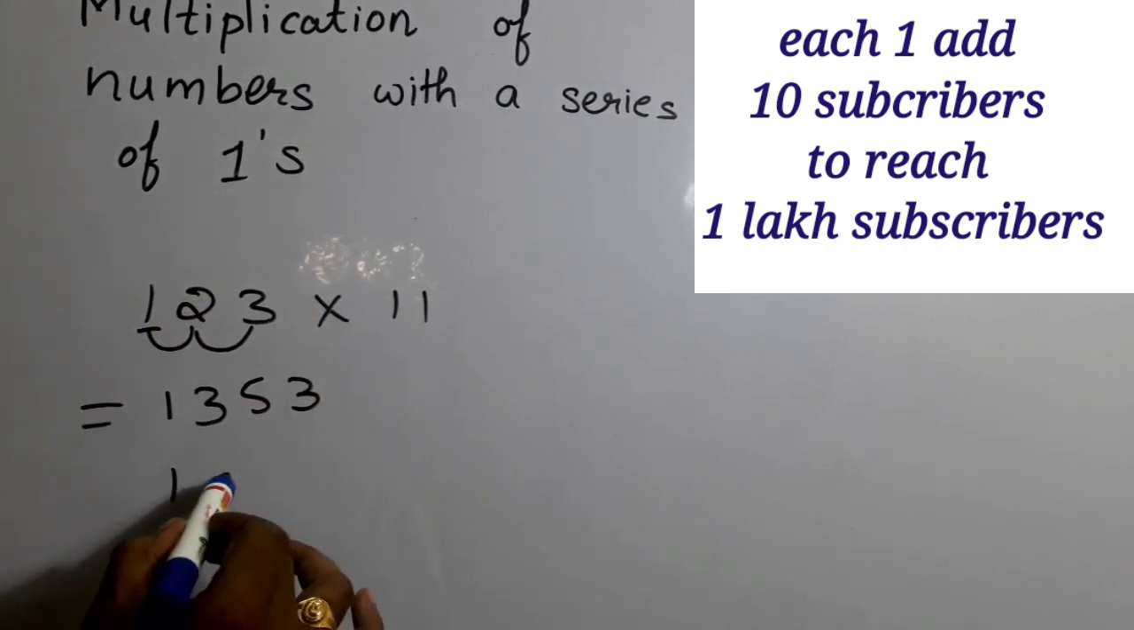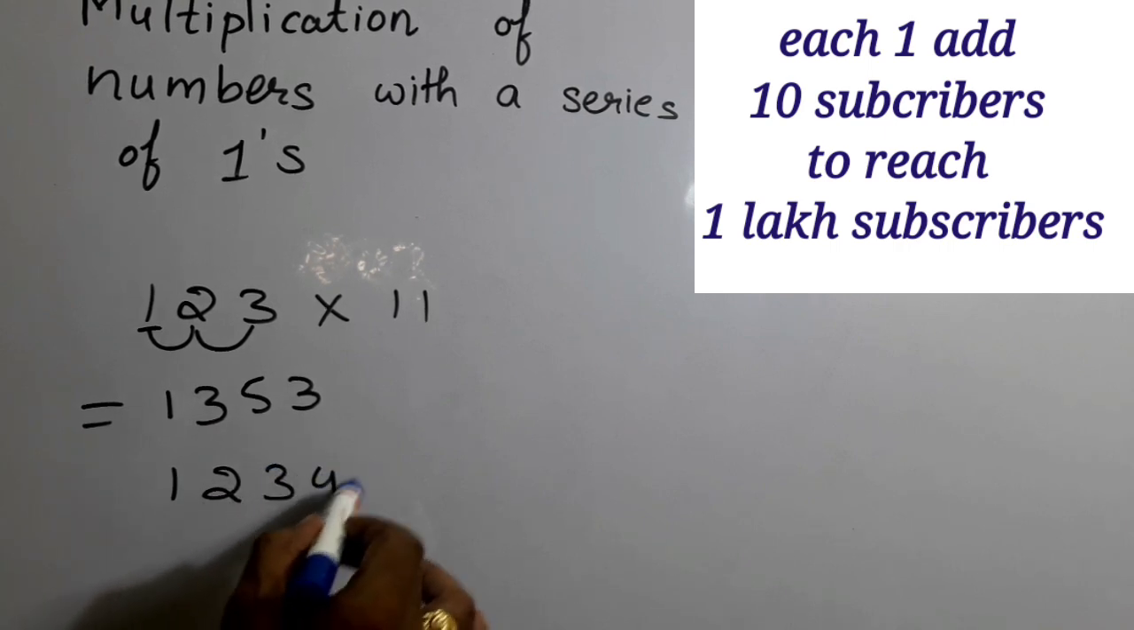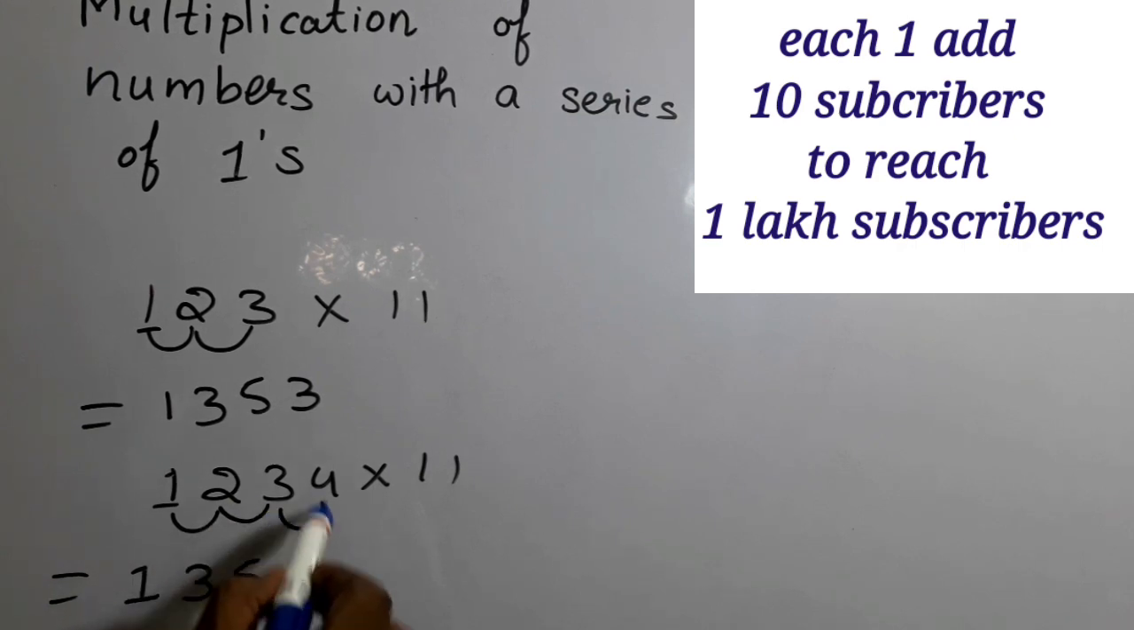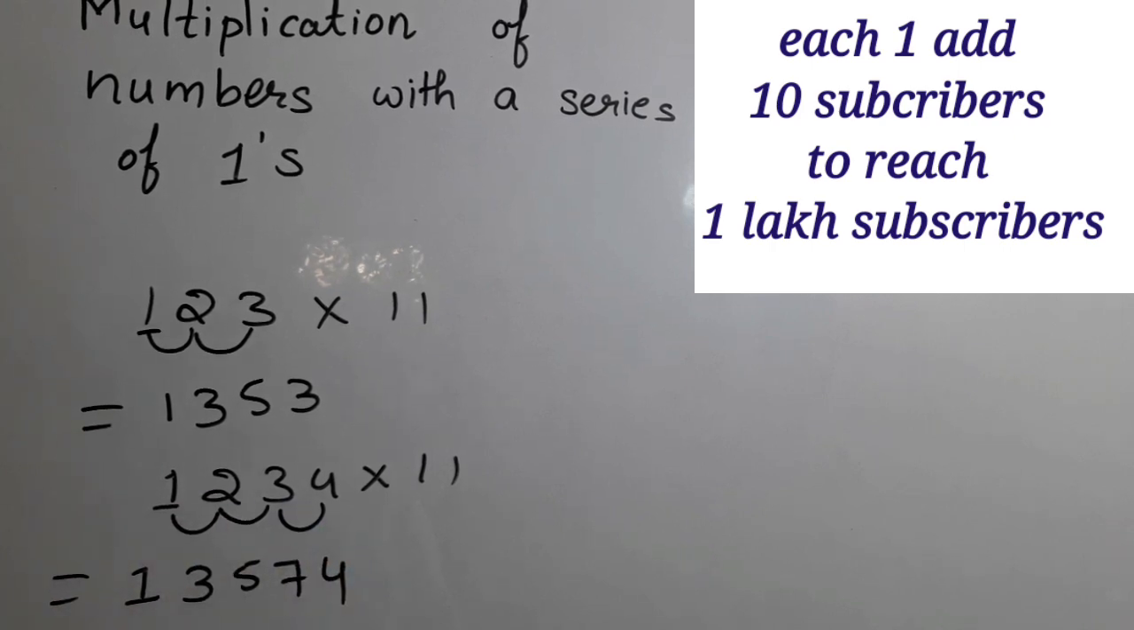For example, you want to write 1 2 3 4 into 11. Start from 1. 1 here as it is. 1 plus 2 is nothing but 3. 2 plus 3 is nothing but 5. 3 plus 4 is nothing but 7. Units place value as it is. Like that we can write multiplication of any number in fraction of seconds.